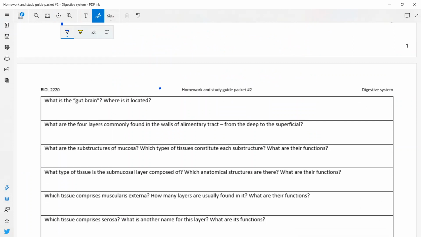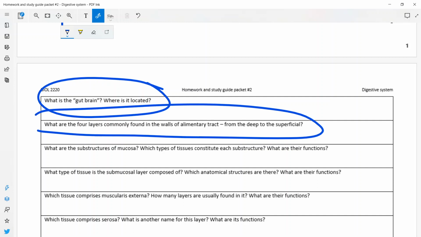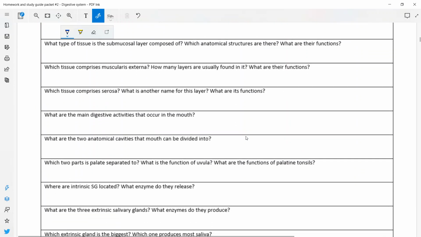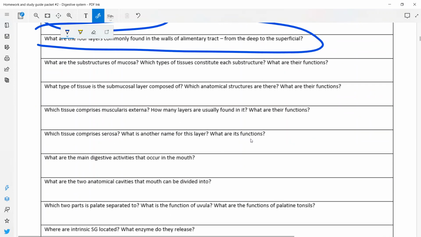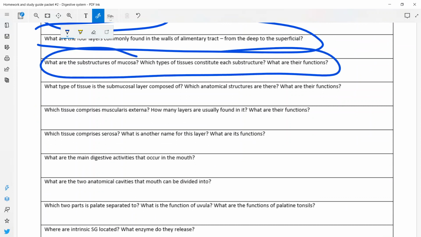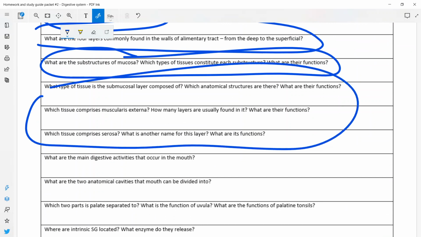The gut-brain is in the wall of the stomach, small intestine or large intestine, basically a nerve plexus. The layers are mucosa, submucosa, muscularis externa, and serosa. No substructures, I'm not going to go over these, like in the mucosal layer there's epithelium, lamina propria, that kind of stuff. So just know the functions of those. So it kind of explains all of it.